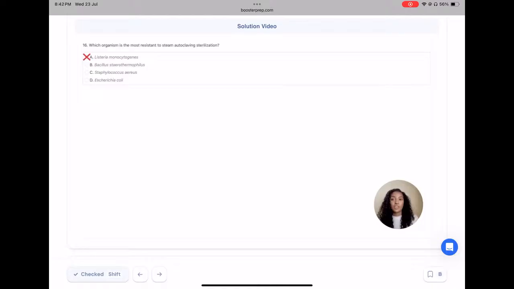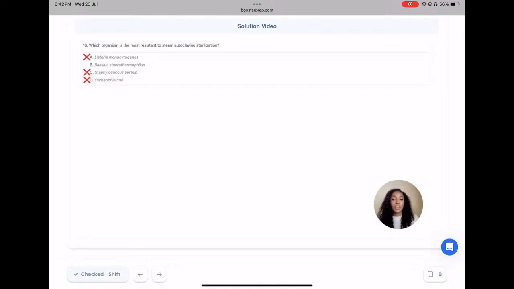Option C reads Staphylococcus aureus. So this is another mesophile organism, meaning it also thrives in 20 to 45 degrees Celsius temperature. So it would not survive in the very high temperature that the autoclave has, and it would easily die, making this incorrect. Option D reads Escherichia coli or E. coli. This is another mesophile and shares the same characteristics as the other organisms that we just mentioned, so this would be incorrect. Leaving us with option B, Bacillus thermophilus.